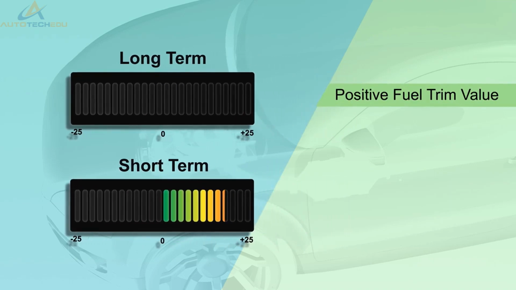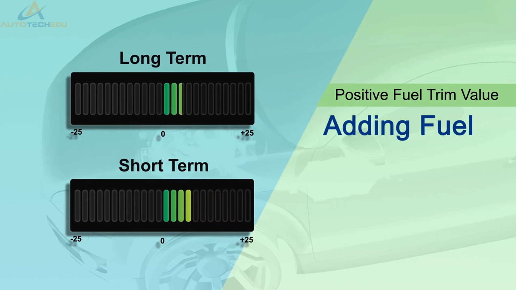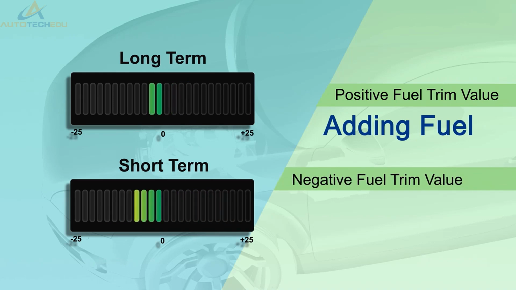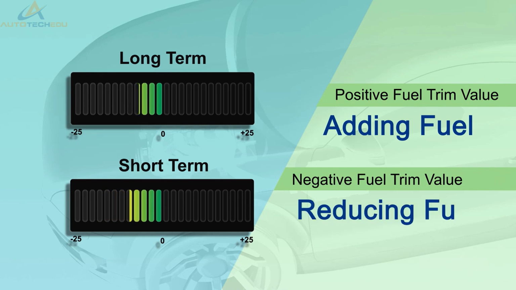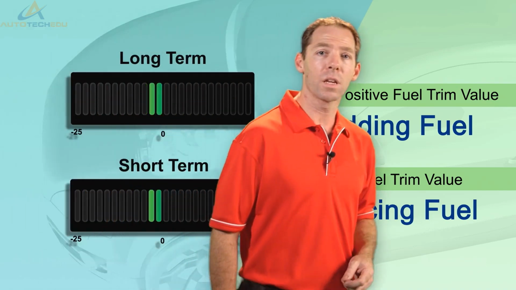A positive fuel trim value indicates that the ECM is adding fuel in order to compensate for a lean condition. A negative fuel trim value indicates that the ECM is reducing the amount of fuel in order to compensate for a rich condition. Here's a practical example.